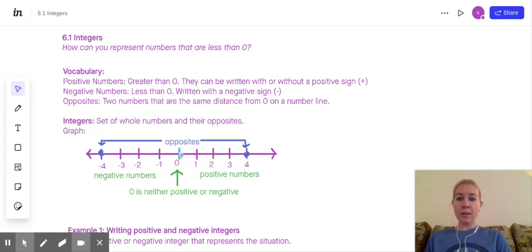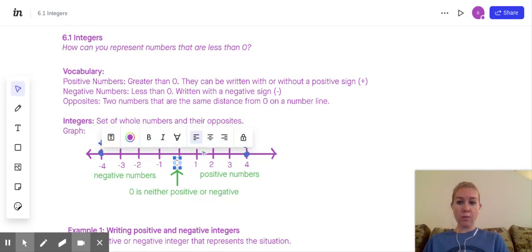So again, positive numbers are on the right of 0, and negative numbers are to the left of 0. Now, we talked a little bit about opposites a second ago. So if we look at the integer 4, the opposite of 4 would be -4. And we said that they're the same distance from 0. So let's see. So 4, let's count the spaces from 0.